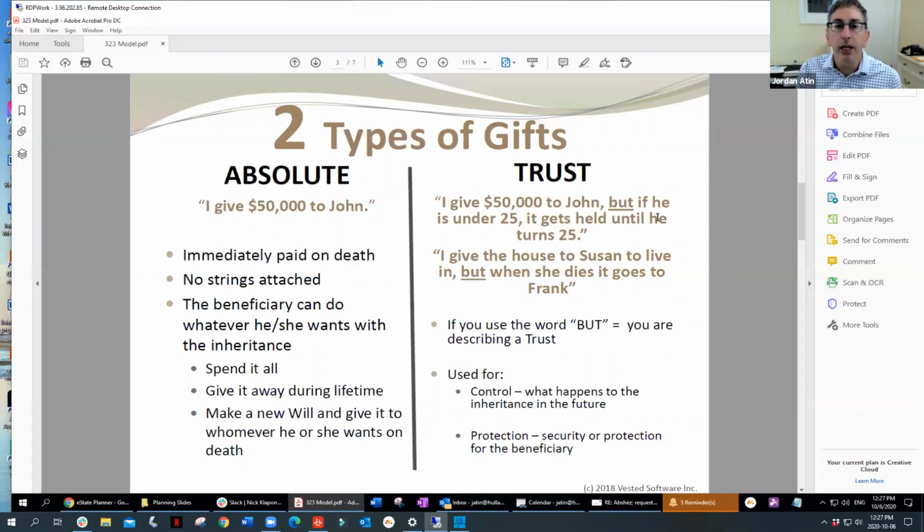And really, a trust is used for two main reasons. One, you want to control what a beneficiary can do with the money. So I want to say that you can use the money for certain purposes. Or I want to say, for example, I want my spouse to be able to live in the home, but when she dies, it goes to the kids. That's an example of a trust used for control.